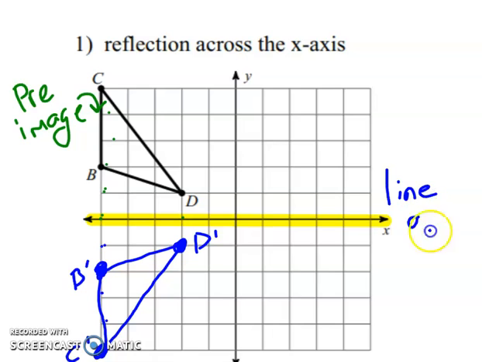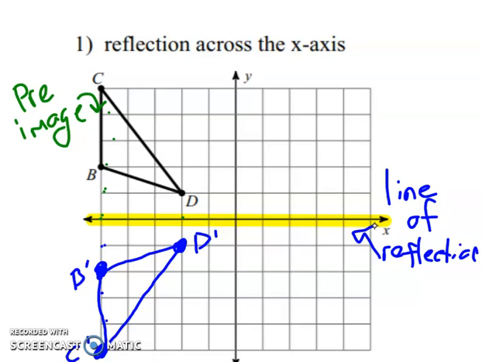Line of reflection. So it's the same distance away from that line of reflection. In this instance, it happened to be the x-axis. Sometimes we're going to be reflecting over the y-axis, right? So that's how we do it.